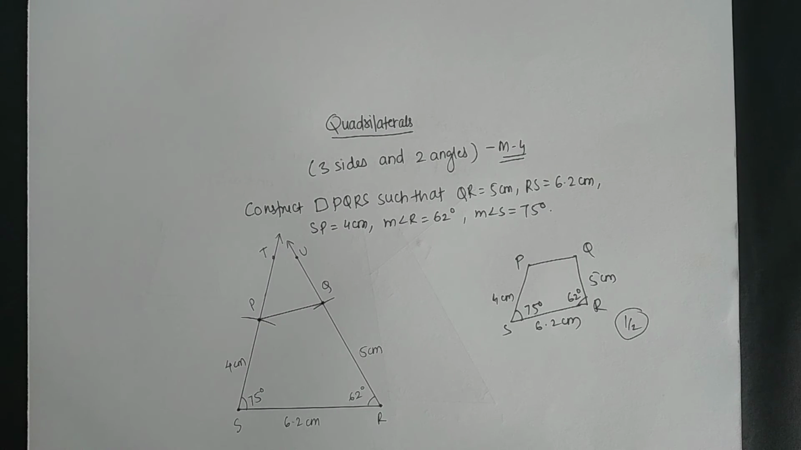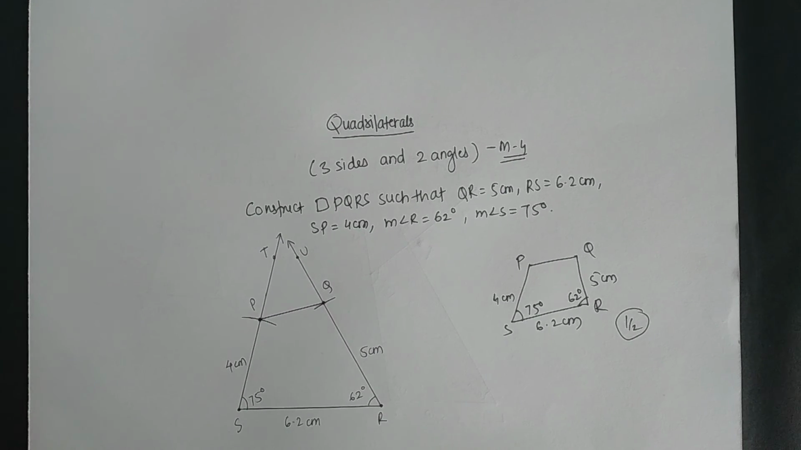Your homework will be to complete practice set 8.1. There are in all 4 questions, and these 4 questions are on the basis of the methods that we have studied. So all the 4 methods are going to be used in these 4 questions. Try to solve that practice set, and in the next lecture we are going to see the different types of quadrilaterals and their construction.